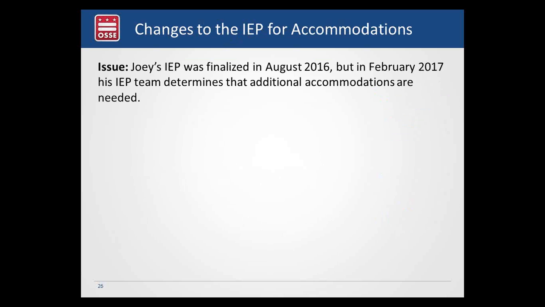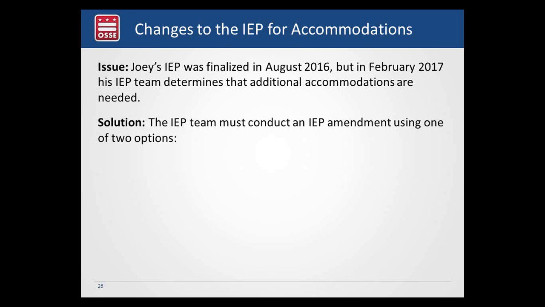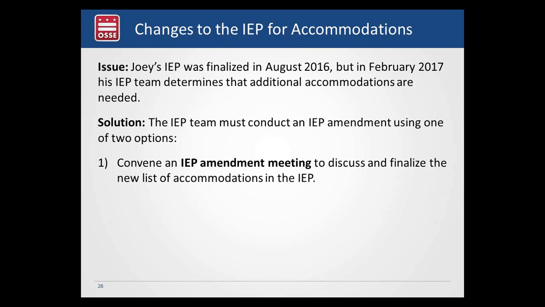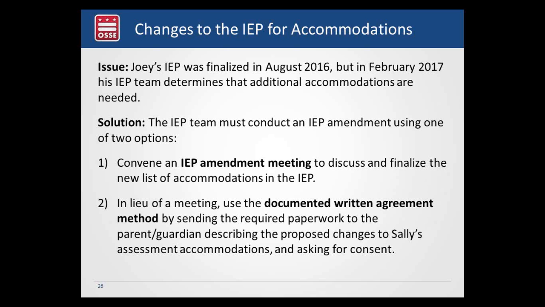Okay, let's say that Joey's IEP was finalized last August. So it has not yet been a year, so there's no need to update the IEP with an annual IEP meeting. However, in February, the team determines that he actually qualifies for one more accommodation that's not in his current IEP. So, of course, you need to do an amendment. Now, the amendment does not have to be complicated. As you hopefully know, there are two ways to do an IEP amendment. You can have a meeting or you cannot have a meeting.